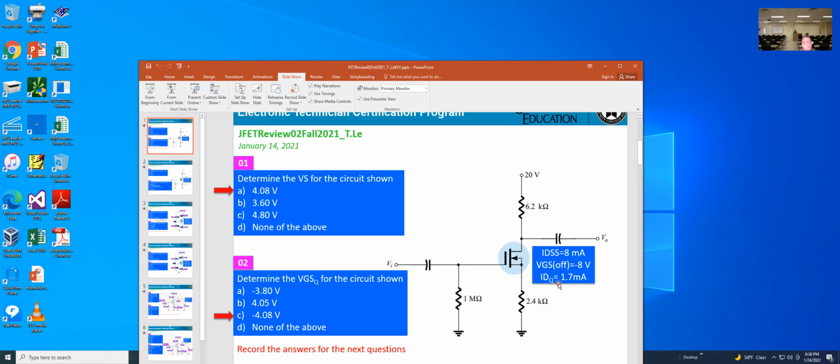Number 2, determine VGS for the circuit shown. The answer will be minus 4.08 volt. Number 2 answer will be C. You understand VGS equal VG minus VS. VS already get 4.08. Then VG will be minus 4.08.